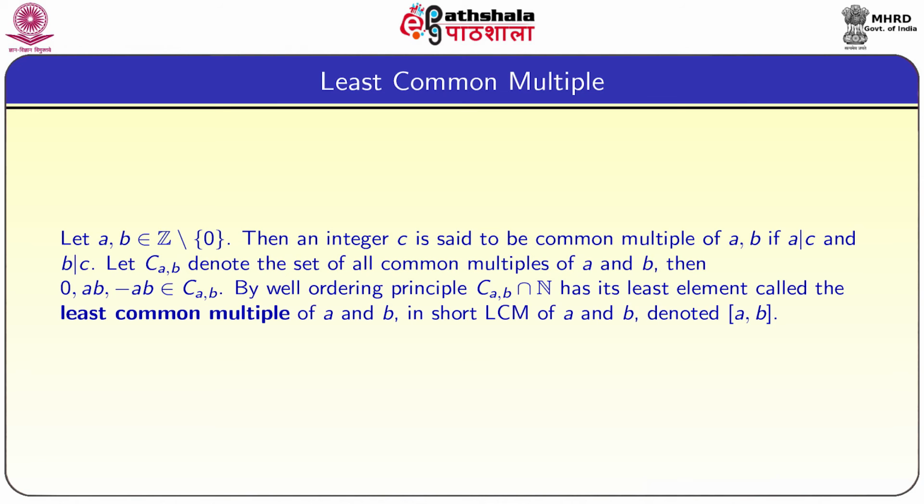So, by that, this has a least element, that is what we call the least common multiple of A and B. In short, we will denote it as LCM of A comma B. It is denoted as square bracket A comma B. As we know that earlier we denoted GCD of A comma B as open bracket, and here LCM is denoted as closed bracket A comma B.